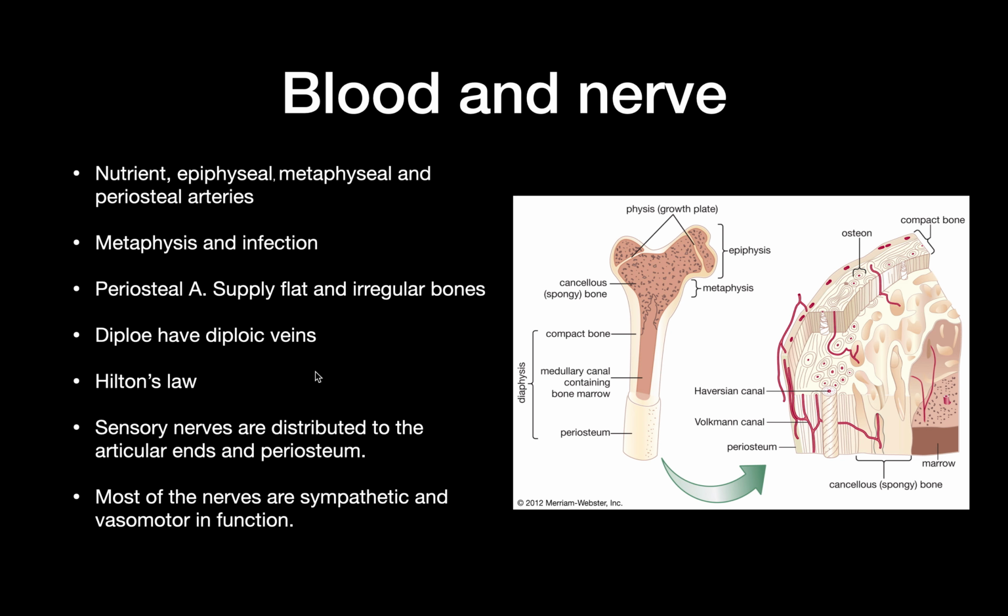And those are fed by the diploic veins. Hilton's law is that wherever the nerves supply the bone, they will also supply the surrounding tissue, which includes the muscle and the skin. So sensory nerves are distributed to the articular ends and the periosteum.